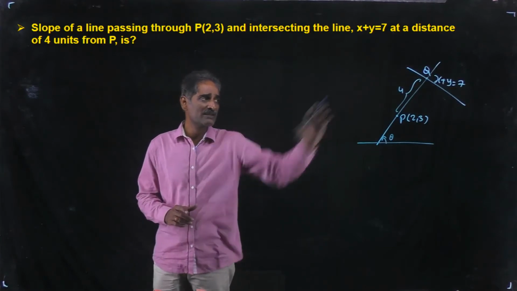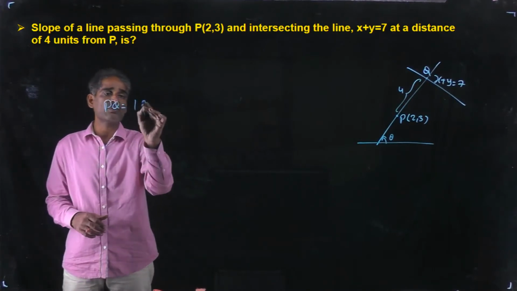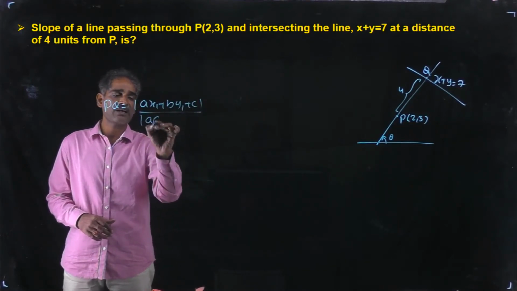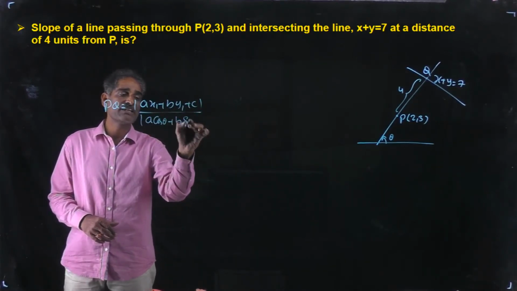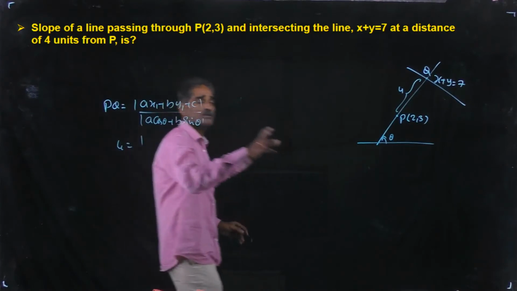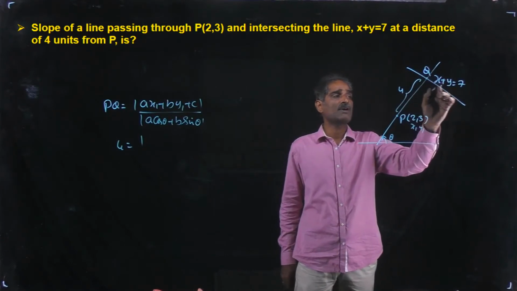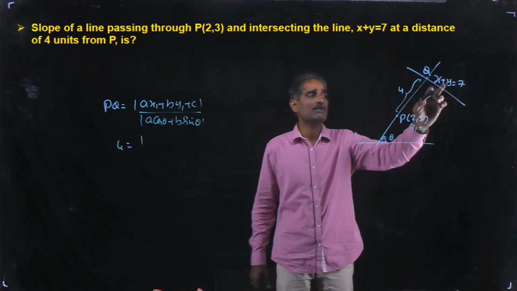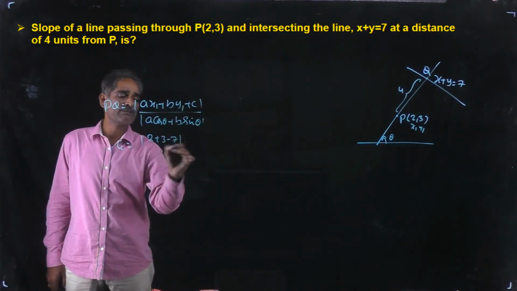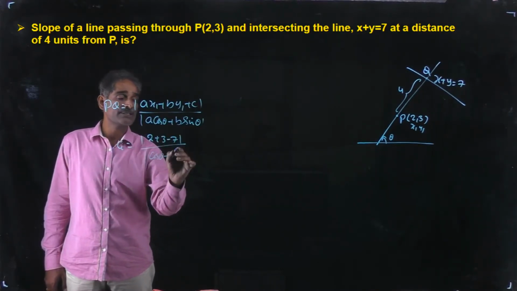We know that the length of PQ is given by a formula: PQ equals the modulus of (A x1 plus B y1 plus C) divided by the modulus of (A cos theta plus B sin theta). We are given that PQ equals 4 units, and this point is (x1, y1). The line is in the form Ax plus By plus C, so A equals 1, B equals 1, C equals minus 7. That means (2 plus 3 minus 7) divided by (1 times cos theta plus 1 times sin theta).